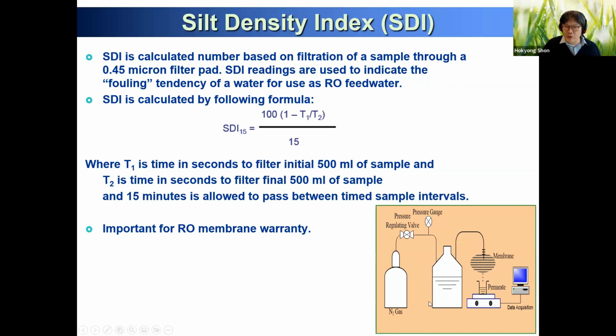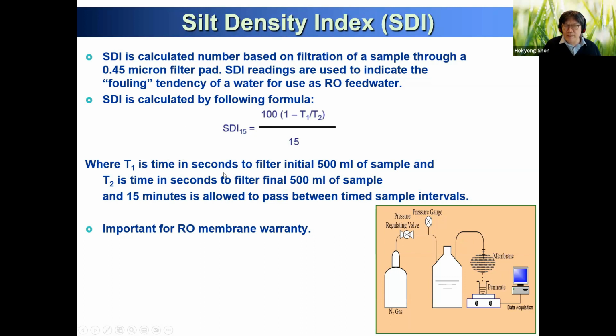So you have water, your feed water, then you pressurize it. You have a 0.45 micron filter here that the water passes through. If you have a lot of particles, then your SDI is very high. If you have very clean water, your SDI is very low. So what they are indicating is this equation: SDI = 100 × (1 − T1/T2) divided by the test time.